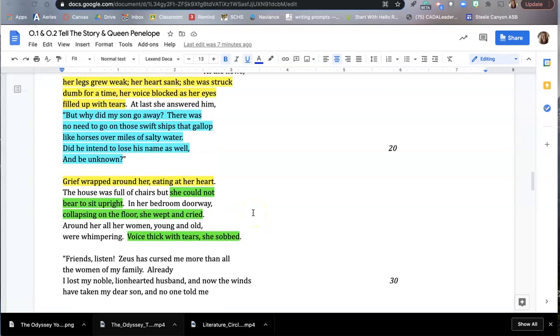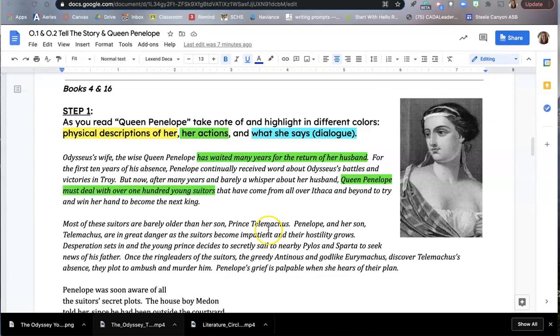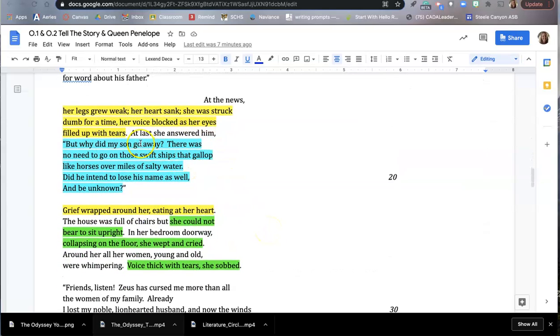So I want to remind you of the 3 different colors. Yellow is physical descriptions of her, and you can see that here. Her legs grew weak, her heart sank, she was struck dumb, so she couldn't speak for a time, and her voice was blocked as her eyes filled up with tears. Those are physical descriptions. Grief wrapped around her, eating at her heart.